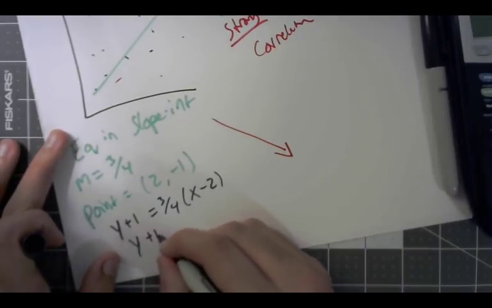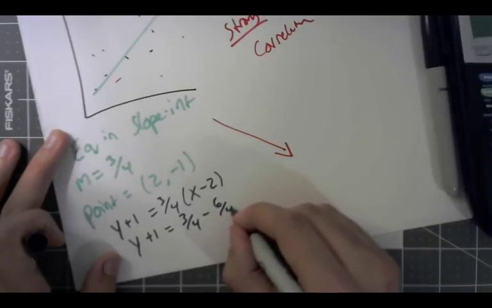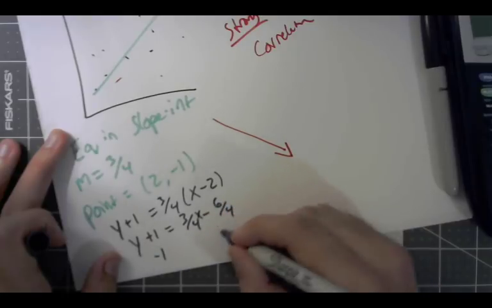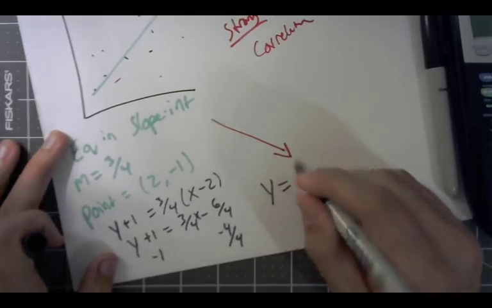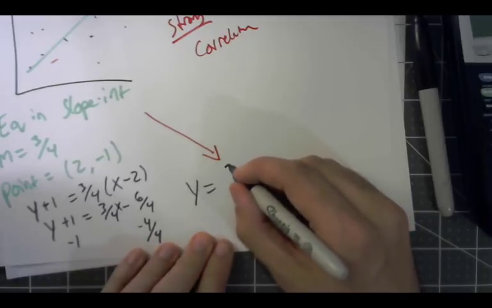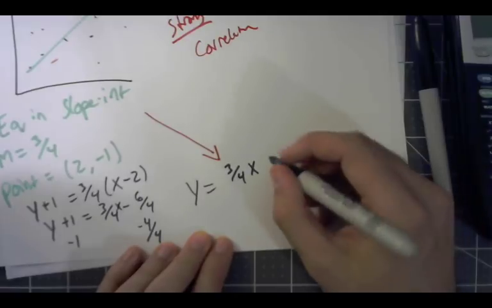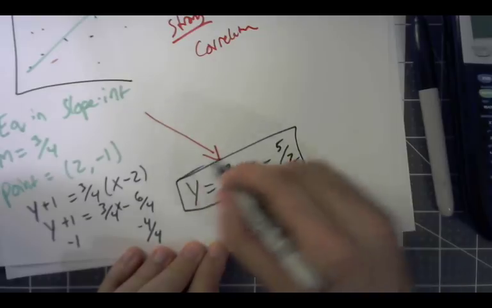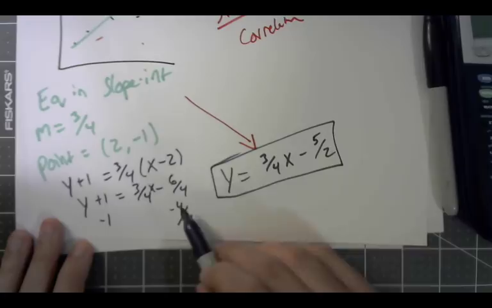Y plus 1 equals 3/4 x minus 6/4. Then 3/4 x minus 1, or minus 4/4. I'm going to get y equals 3/4 x minus 10/4, which is 5/2. So that is an equation where if I gave you a point and a slope, we'll put it in point slope form and get an equation.